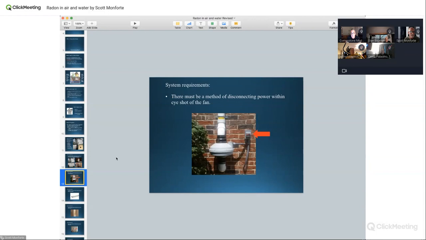So many companies out there that are certified don't follow the ASTM E2121 radon mitigation standards. Those are our codes, the radon mitigation standards, and you have to have a disconnect.